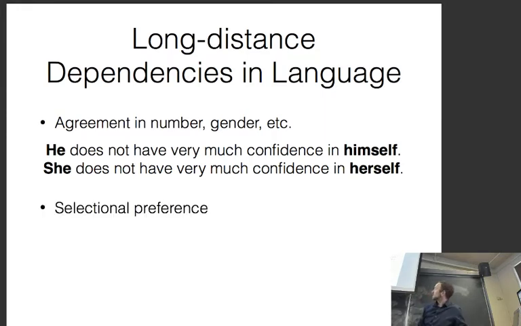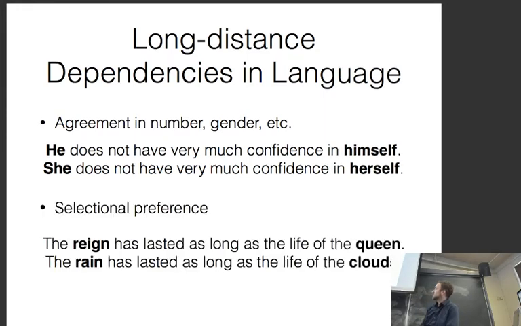Another thing is selectional preference, for example. So the reign has lasted as long as the life of the queen, while the rain has lasted as long as the life of the clouds. They both kind of sound the same. At least in American English, in my American English, I don't pronounce these differently. And if you had a speech recognition system, for example, in order to recognize this properly, you would have to look all the way from the beginning of the sentence to the end to get this correct.